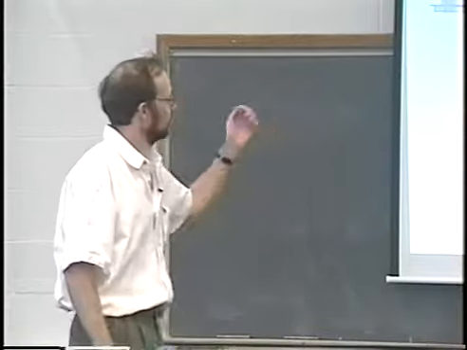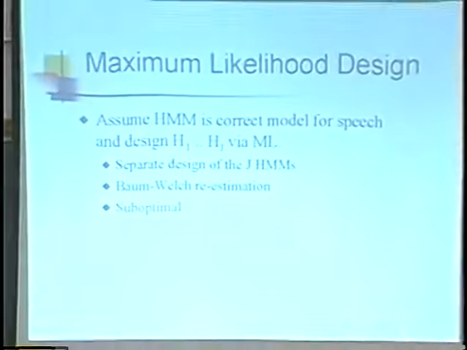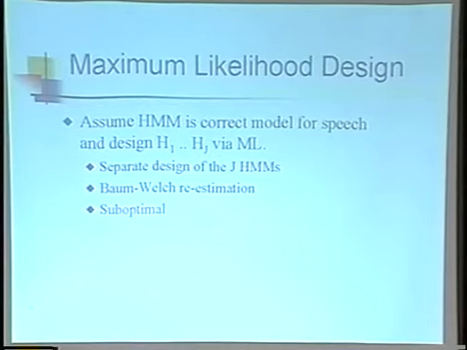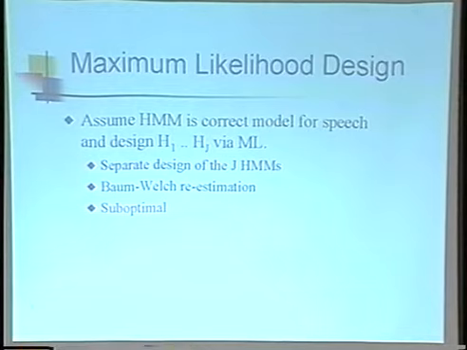And many people decided to use maximum likelihood for that reason. It's based on the assumption that the HMM is a correct model to begin with, because we built all the probabilistic expression on that. And we design each one of the models separately based on the training data that correspond to that label. And there are lots of nice things, like Baum-Welch estimation that makes life a little simpler than it would have been. And there's the problem that it's suboptimal.